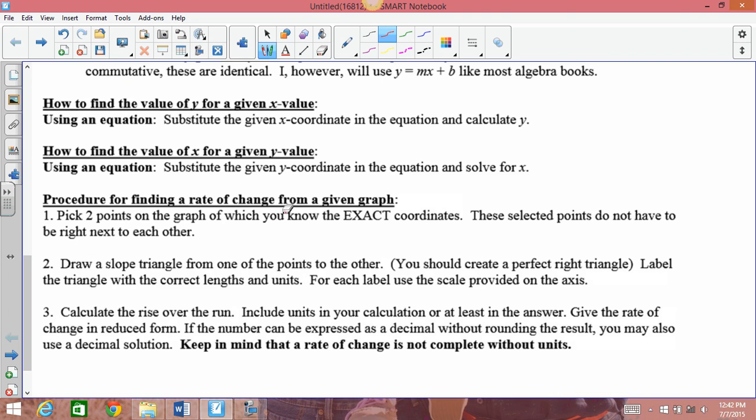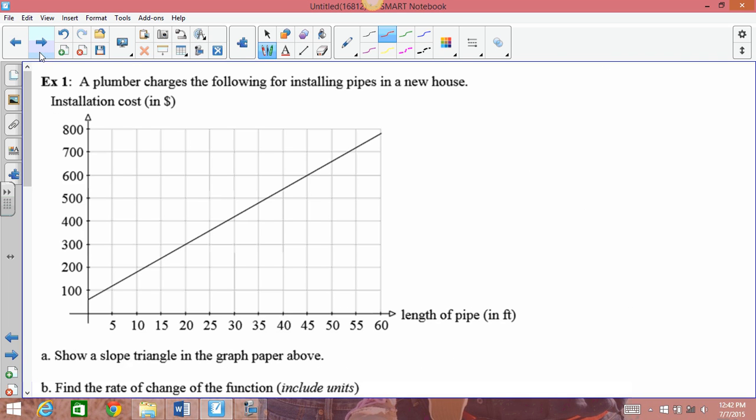All right, the procedure for finding the rate of change from a graph. Essentially, I think the best thing for me to do is to flip it over and talk you through a concrete example. So let's go ahead and do that. Here, on the next page in example 1, we have the length of a pipe in feet and then the installation cost. So obviously the installation cost is dependent upon how much pipe length you need, okay? In part A, it says to show a slope triangle on the graph paper.